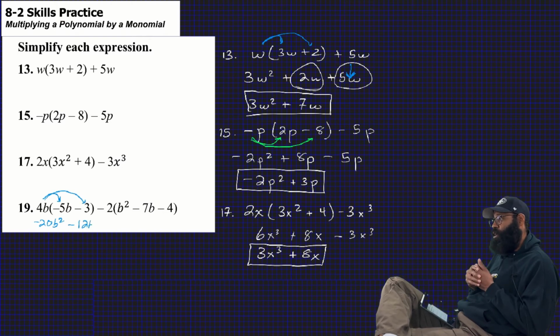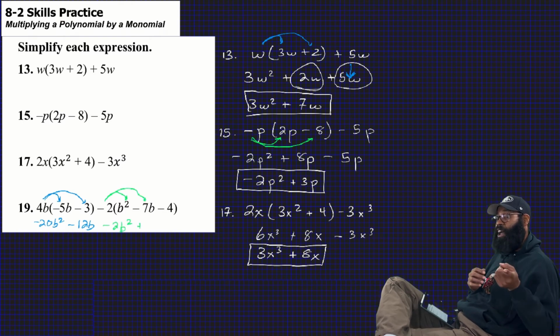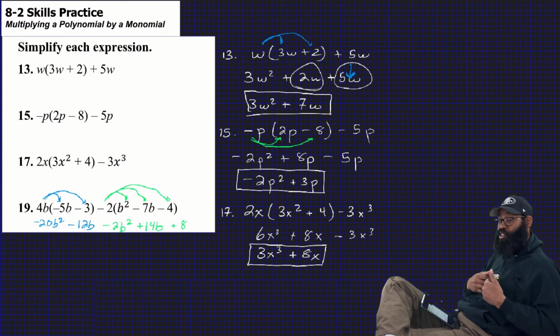4 times 5 is 20, but the positive times the negative, negative 20b squared. Positive 4 times negative 3, negative 12b. And here it is, guys, where again, you see subtraction, I see a negative. So negative 2 times b squared, negative 2b squared. Negative 2 times 7b is a positive 14b, and then negative 2 times 8 is just positive 8.